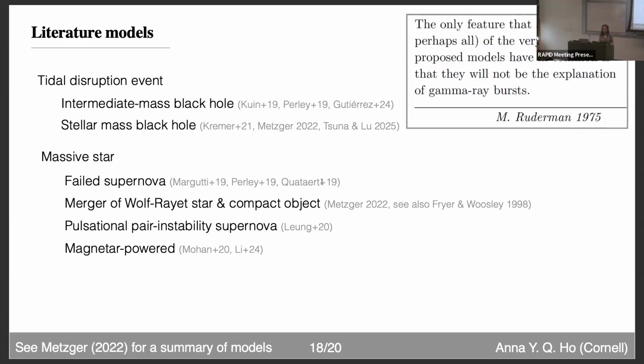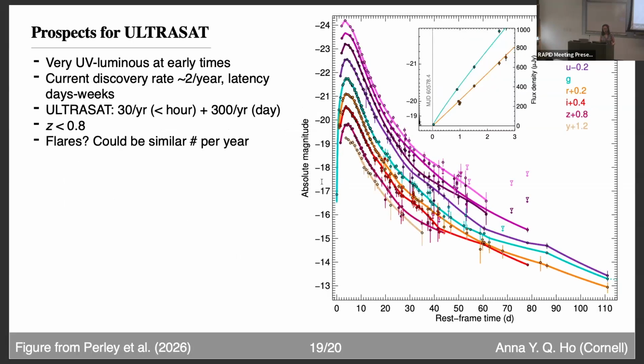But ultimately, telling the difference or testing all of these different models requires obtaining certain kinds of data that have been very difficult for us to obtain, because we typically discover these somewhat late in their evolution. So the optical is really not where the main action is. These are really very UV luminous transients at the earliest times. But because we're finding them in the optical, we have a lot of false positives, and we typically don't identify them until maybe a week or sometimes even 2 weeks later.